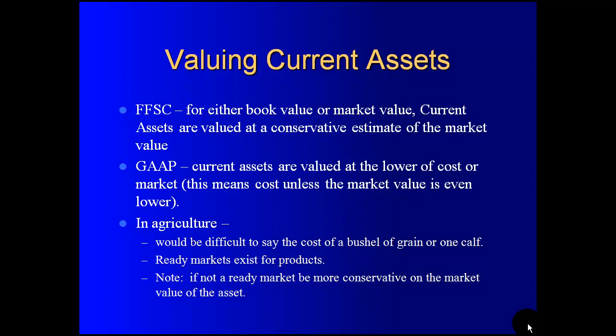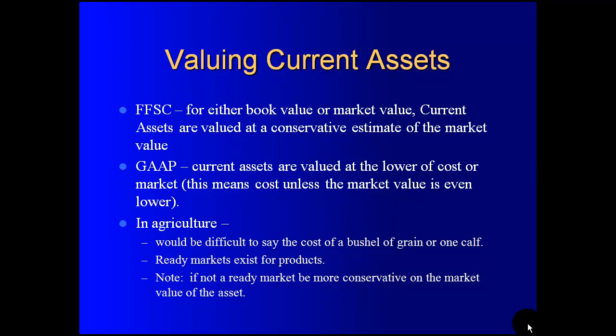Your calves that you have on hand at the end of the year would be valued at what the market value for those calves is. Under GAAP, Generally Accepted Accounting Principles, current assets are valued at the lower of cost or market. This means cost unless the market value is really low. So if something has driven that market value way down, they're not going to value it at cost because cost is too high.